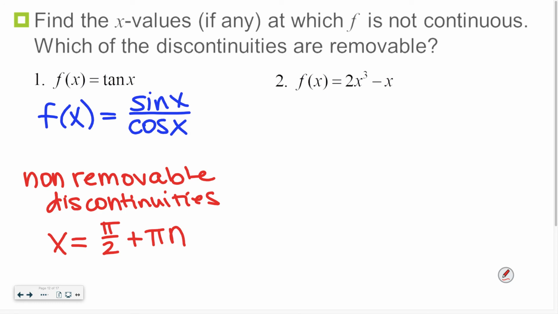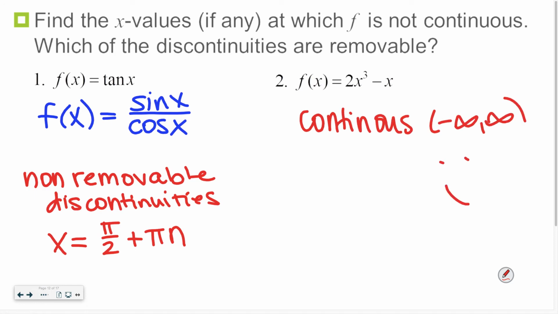Function number 2. Celine, what do you think about 2x cubed minus x? And how do you know that? It's a polynomial, and any polynomial is going to be continuous everywhere. Woo, polynomials.